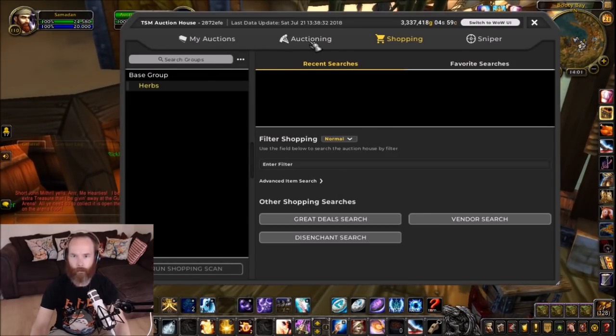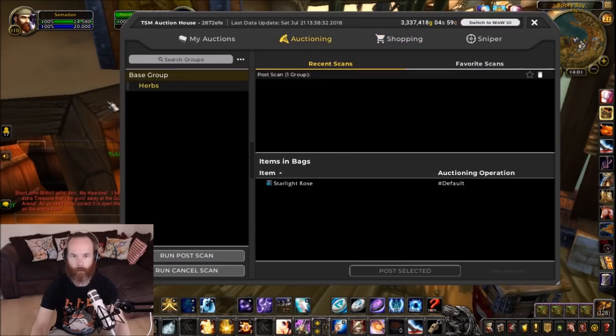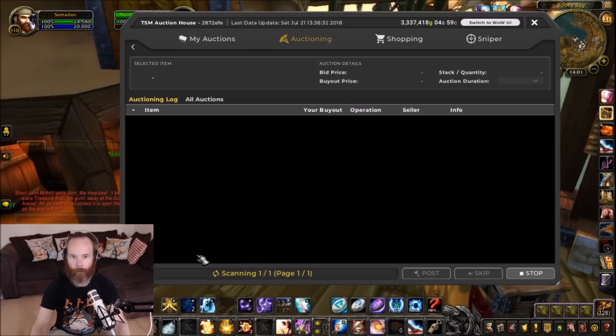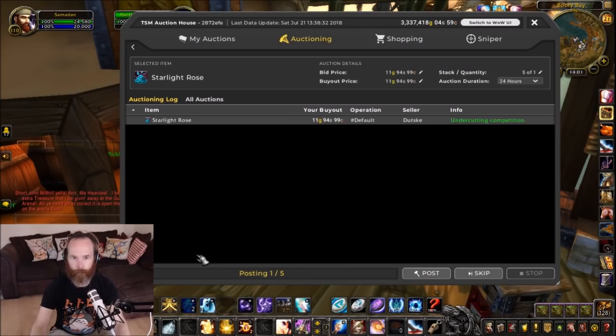So we're going to go to the auctioning tab where we post things on. Now the base group by default is selected. We're going to turn that off and select just the herbs, and we'll run a post scan on just the herbs. So it's going to scan the auction house for all the herbs. Then here you go, you've got Starlight Rose coming in and the default operation is 11 gold 94.